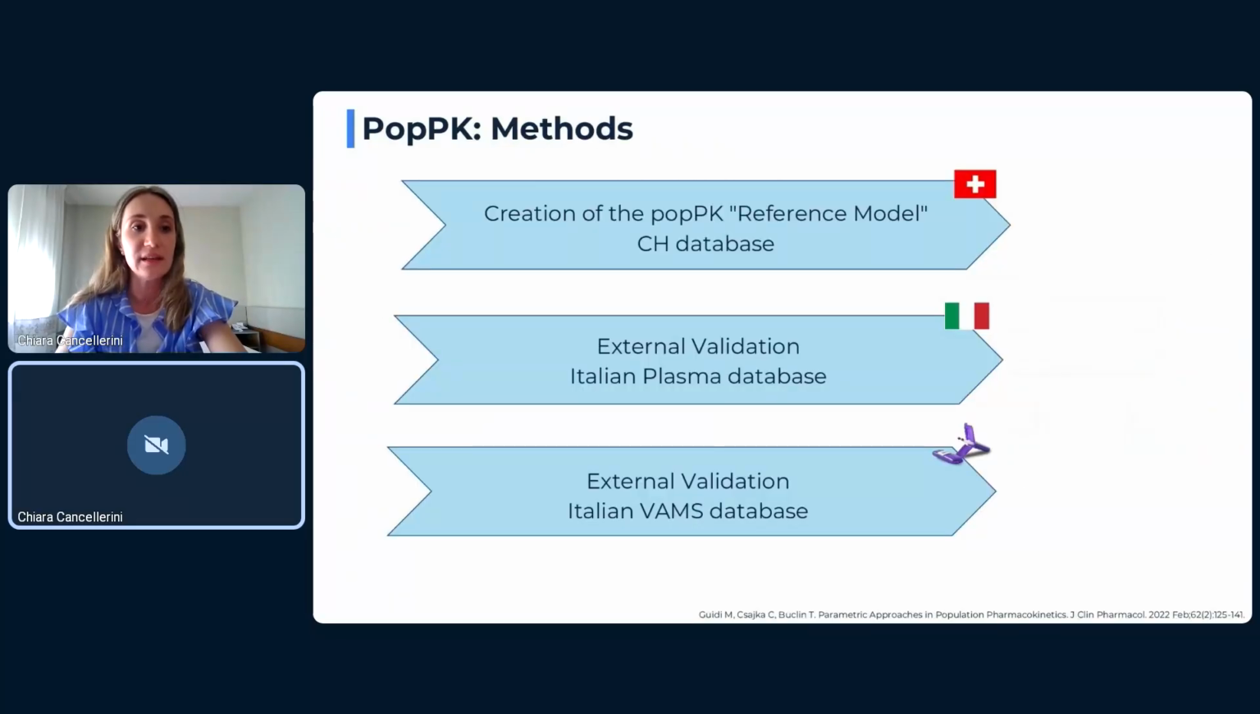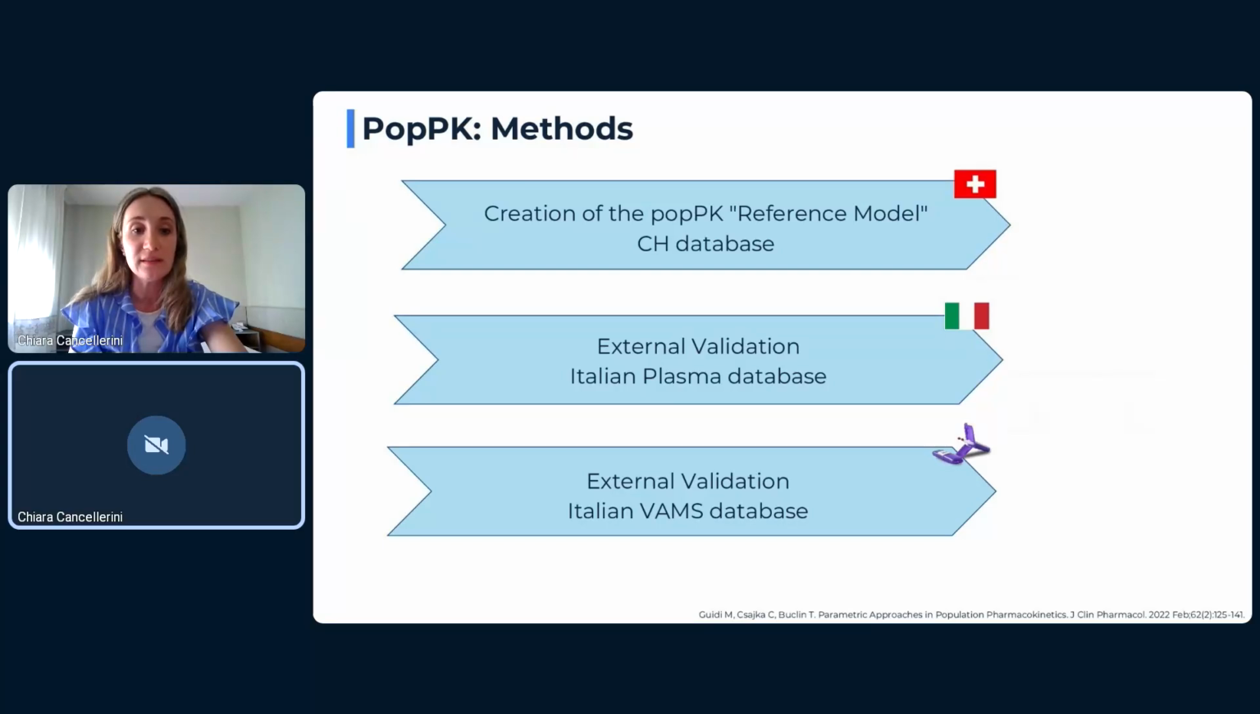So what we did here was to create a reference model from the CHUV dataset, do an external validation with the TDM data in the Italian dataset with plasma, and then, once we had this, try the various co-medications and validate the model onto VAMS microsampling data, and see how to use this model for VAMS.